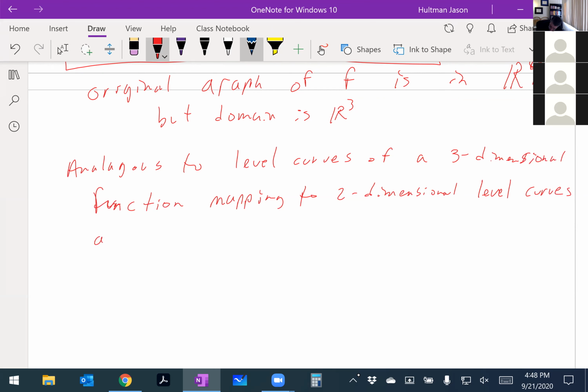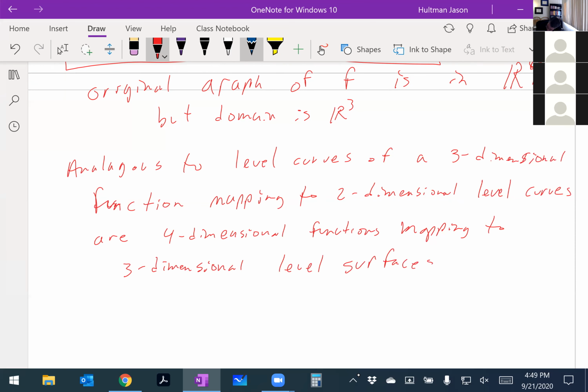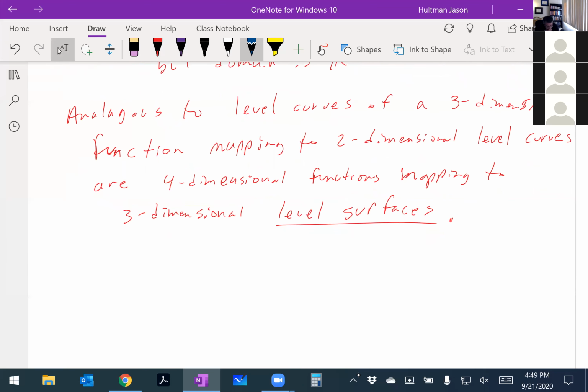Level curves are 4-dimensional functions mapping to 3-dimensional level, and we call these level surfaces. Okay, level surfaces.